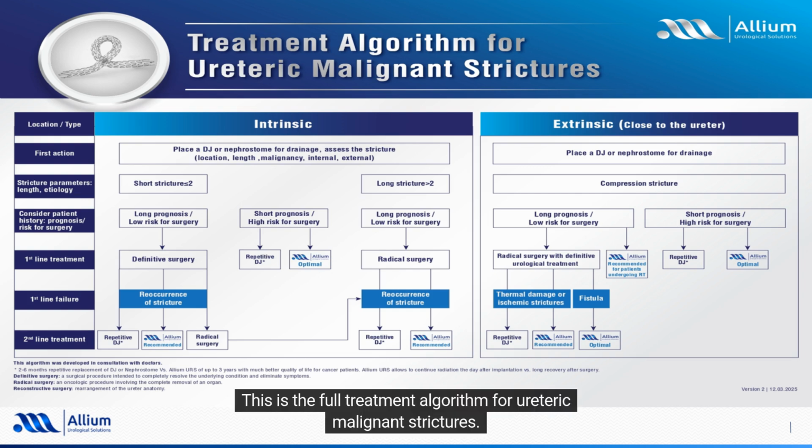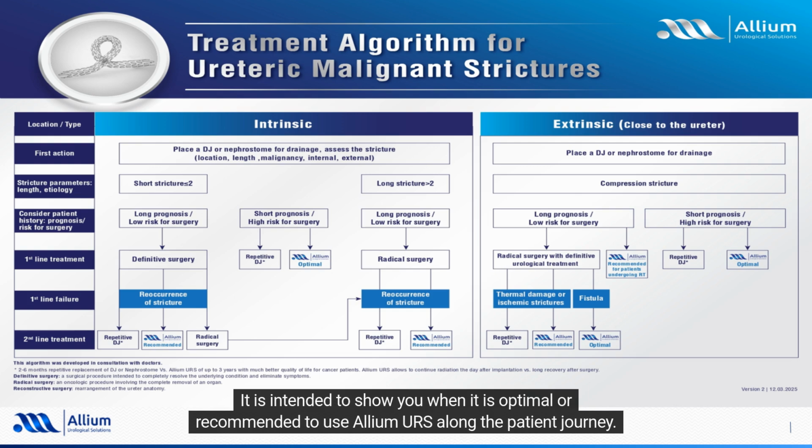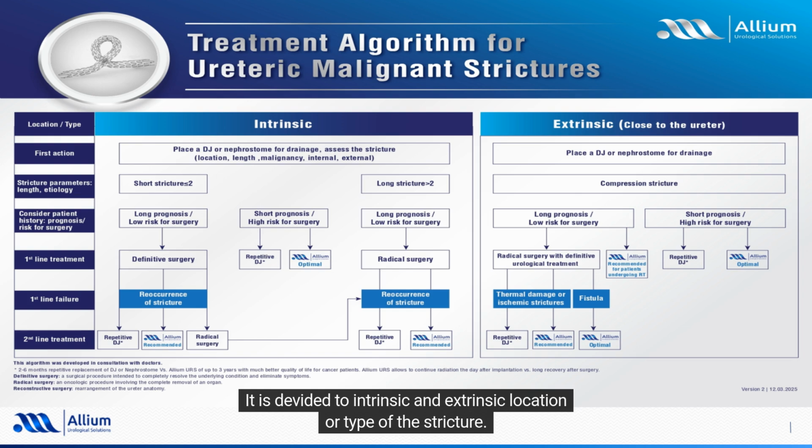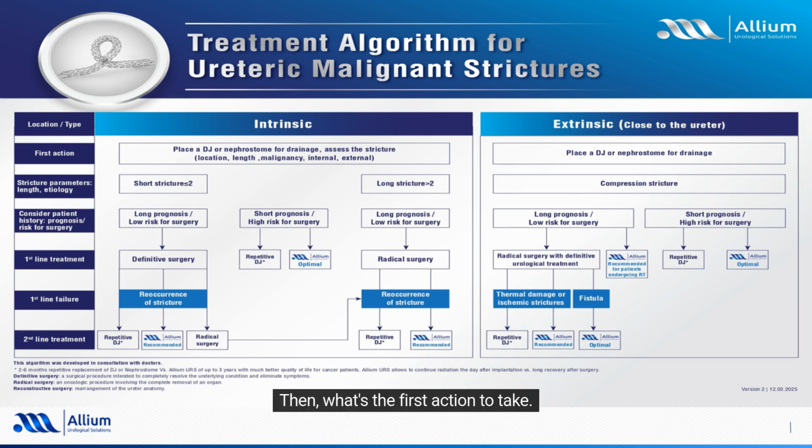This is the full treatment algorithm for ureteric malignant strictures. It is intended to show you when it is optimal or recommended to use Allium URS along the patient journey. Take a look at its structure. It is divided to intrinsic and extrinsic location or type of the stricture. Then what's the first action to take?